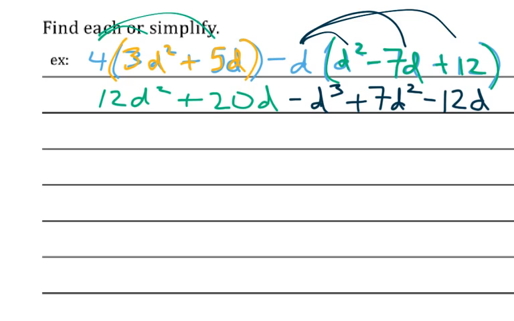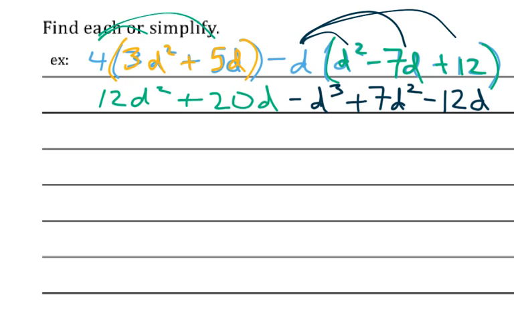Notice that I'm not really talking heavily about the integers part and all that kind of business. But they really should be reversed, right? So if this was positive, down here it should be the opposite sign. If this is minus, down here it should be the opposite sign. If this is positive, down here it should be the opposite sign. So if I had a bunch of these, I could just make sure I flipped them all. Okay, we got 12d squared plus 20d minus d cubed plus 7d squared minus 12d.